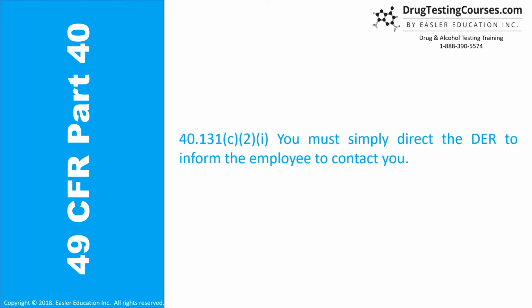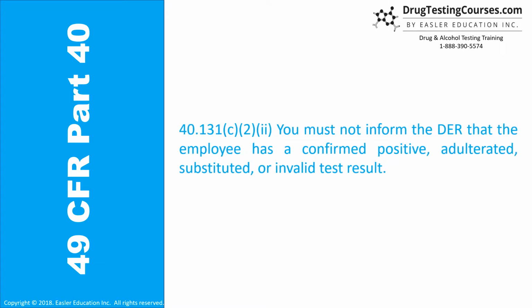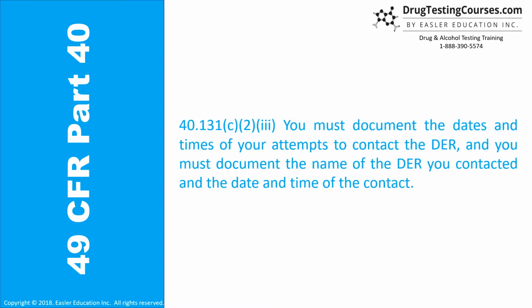40.131C2 sub 1. You must simply direct the DER to inform the employee to contact you. 40.131C2 sub 2. You must not inform the DER that the employee has a confirmed positive, adulterated, substituted, or invalid test result. 40.131C2 sub 3. You must document the dates and times of your attempts to contact the DER, and you must document the name of the DER you contacted and the date and time of the contact.